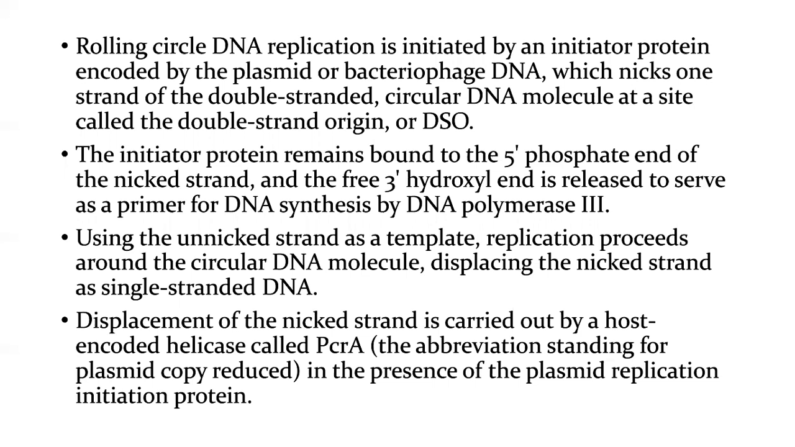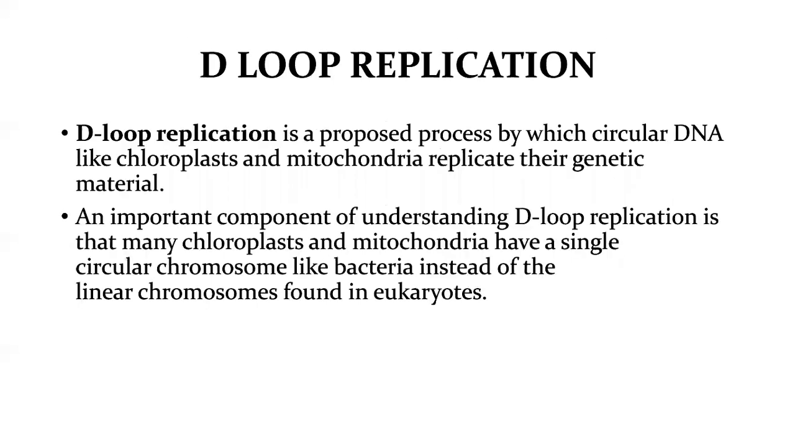Using the unnicked strand as a template, replication proceeds around the circular DNA molecule, displacing the nicked strand as single-stranded DNA. Displacement of the nicked strand is carried out by the host-encoded helicase called PcrA, which stands for plasmid copy reduced, in the presence of the plasmid replication initiating protein. So this is the first model, the rolling circle model.